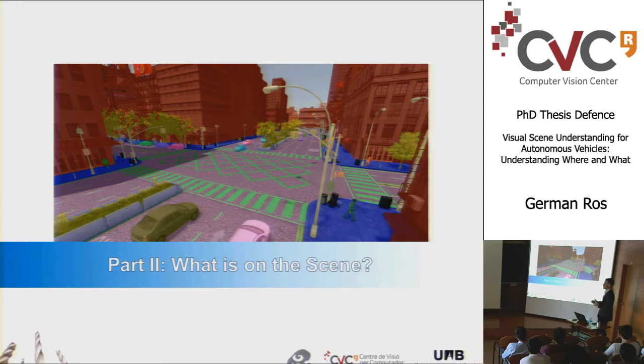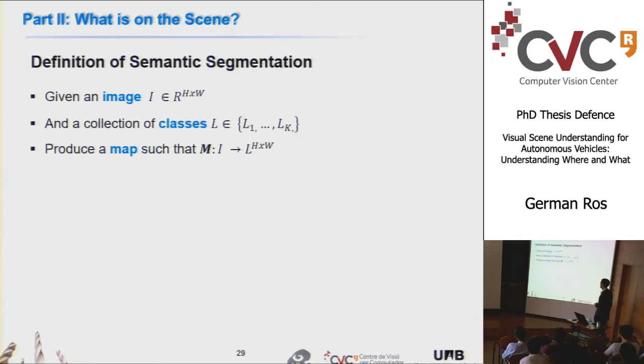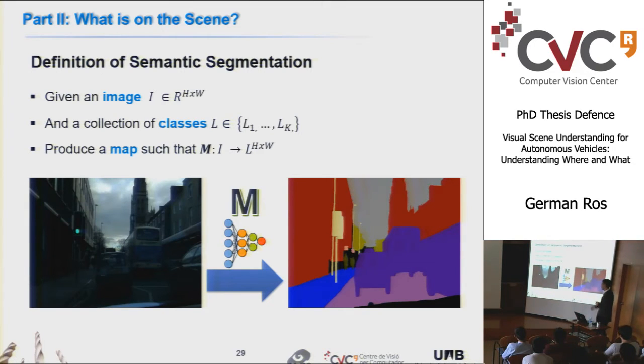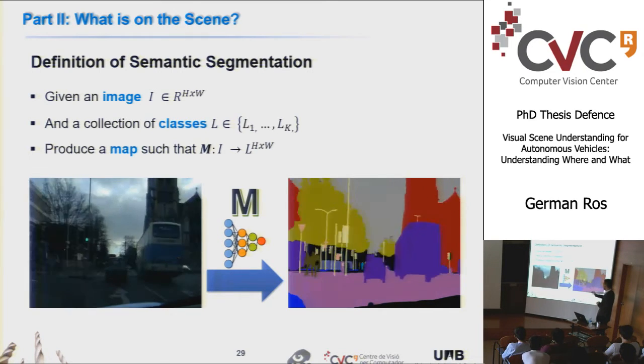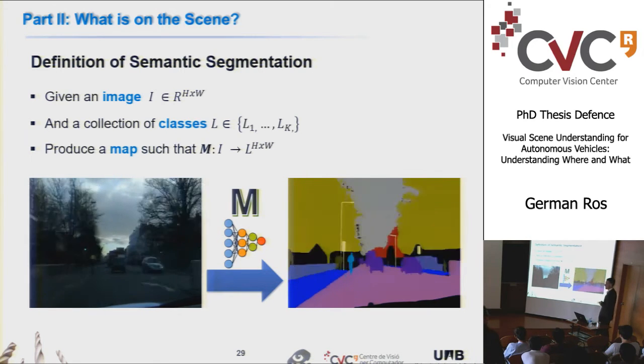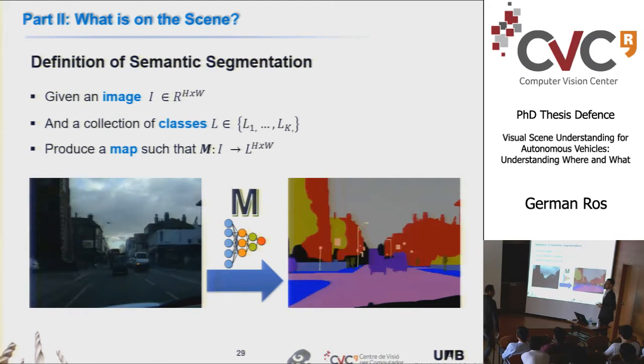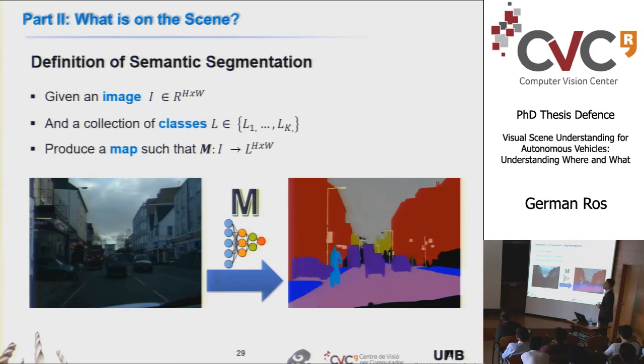the objects around us using scene understanding. First, let me define what semantic segmentation is. Given an image I and a collection of classes from L1 to Lk, for example, these classes might be roads, buildings, and so on, we have to produce a map between the input image space and the output classes space, as you can see here. And the question is how to produce this map, how to estimate this map.